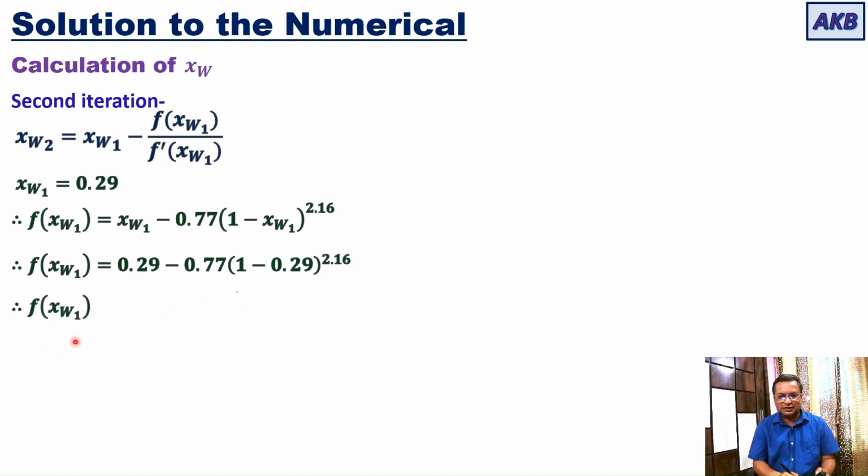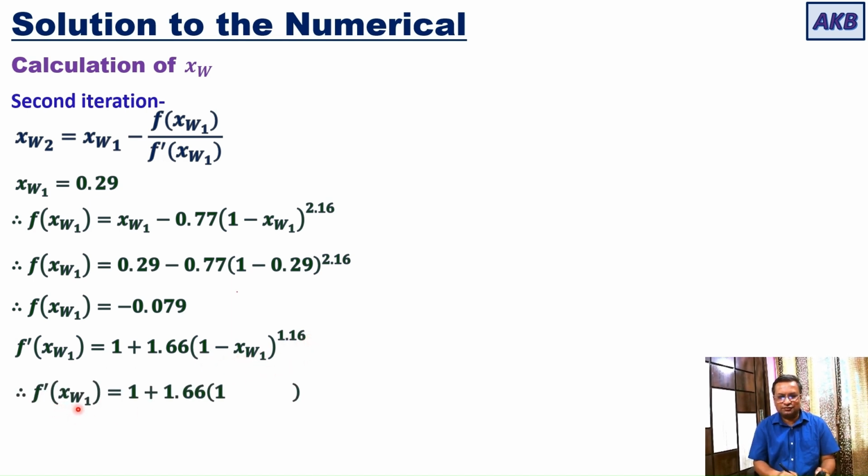So that gives us f of xw1 as minus 0.079. Then let us get f dash of xw1. So this is here 1 plus 1.66 into (1 minus xw1) raised to 1.16. That is f dash of xw1 is equal to 1 plus 1.66 into (1 minus 0.29) raised to 1.16. So that gives us f dash of xw1 as 2.12.